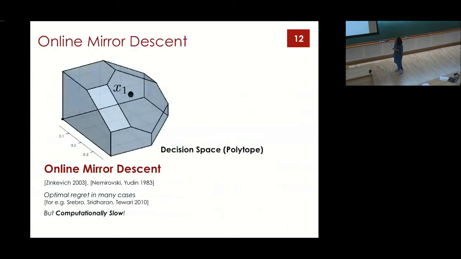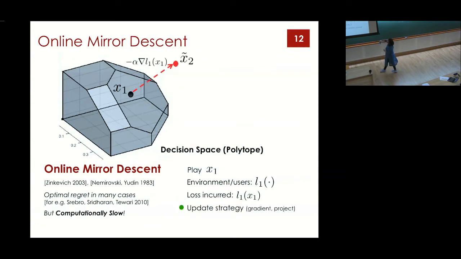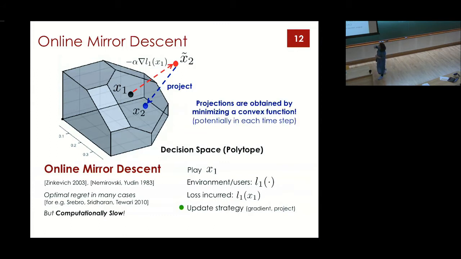In online mirror descent, the algorithm starts with a point inside my decision set. So let's say it's X1. Then it displays some permutation or ranking dependent on that X1. It observes the environment and users, so their click-through rates, and that's the loss vector L1. Then it incurs that loss and updates. This update of the strategy is typically an unconstrained gradient step that might lead my vector to go outside of my feasible set of solutions or feasible decisions, right? And so now this brings us to the projection problem, which might happen in each iteration of this online mirror descent sort of algorithm. And these are obtained by minimizing convex functions, and this is the major bottleneck of this algorithm.